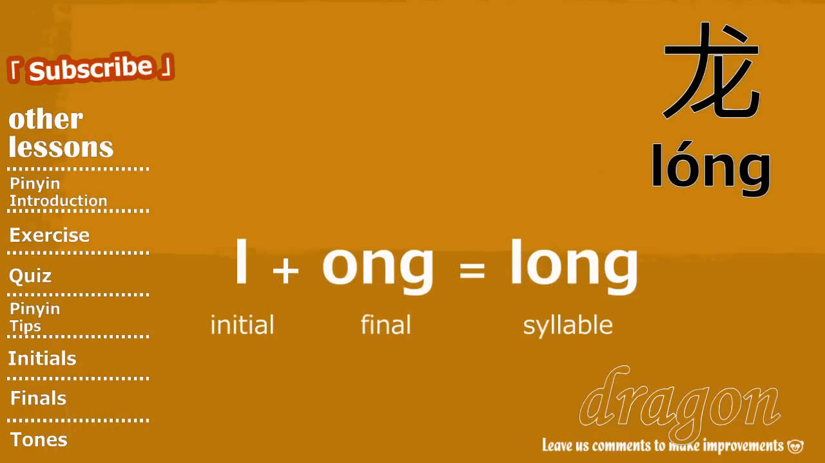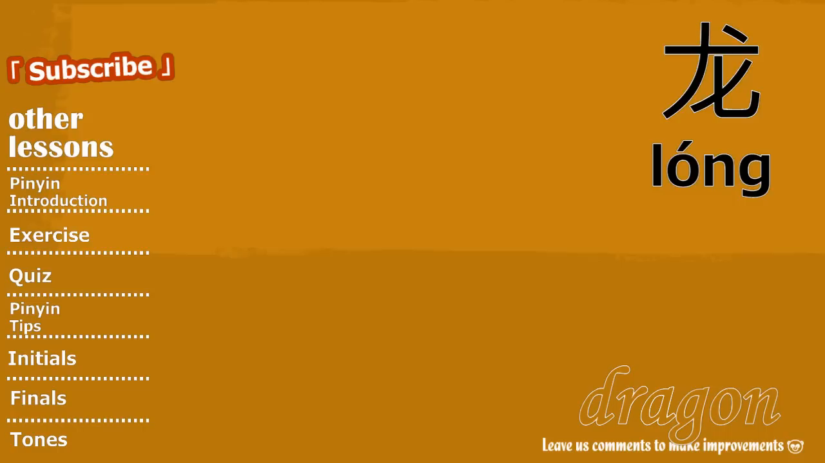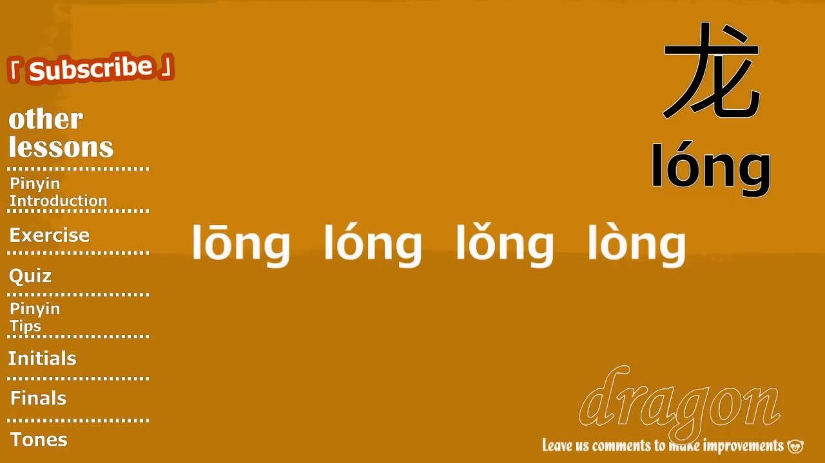The word Long is made up of the initial Le and the final Ong. When you put them together, Le Ong, Long. It uses the second tone, so Long, Long, Long. It is Long.